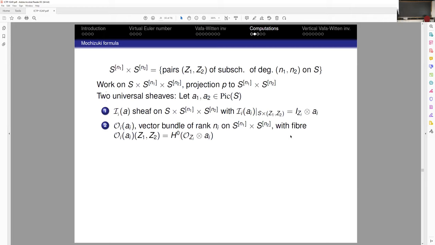on S. One is we take the ideal sheaf, so we take a sheaf on this product such that if I restrict it to the surface times the points corresponding to subschemes, it's just the ideal sheaf of the I-th subscheme, tensored with the corresponding line bundle. The other one is a topological sheaf, so O_{Z_I} of Z_I. This is the sheaf on the product of these two Hilbert schemes, which if I restrict it to a point corresponding to two subschemes, is just the structure sheaf of the I-th subscheme tensored by the line bundle. So these would be two natural sheaves.